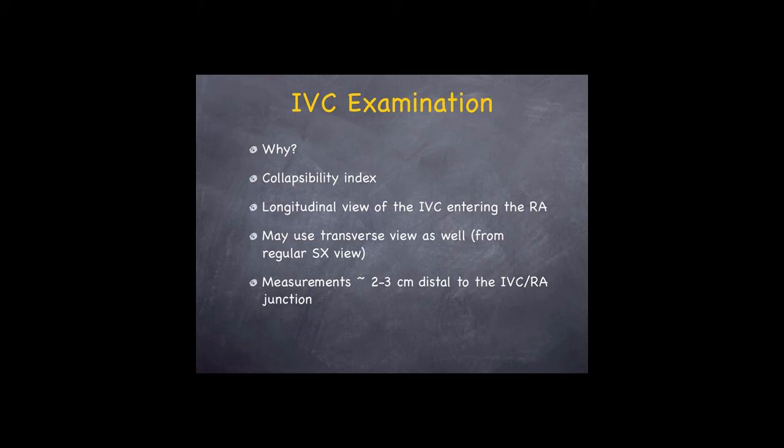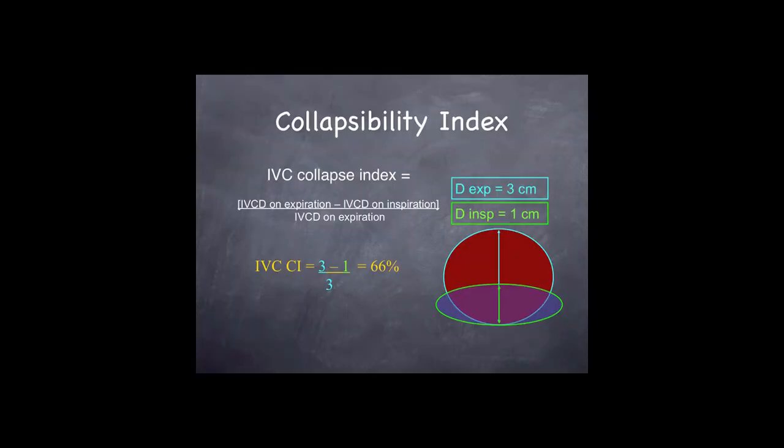My recommendation is to take a look at the IVC in longitudinal or long axis just after it enters the RA. You can use the transverse view or short axis view as well, and the measurements are typically 2 to 3 centimeters distal to the IVC RA junction. So for collapsibility index, we expect to see a nice plump IVC that with inspiration will decrease in size. To calculate the collapsibility index, you're going to take the maximal diameter of the IVC minus the minimal diameter over the maximal. That'll give you a percent collapsibility.